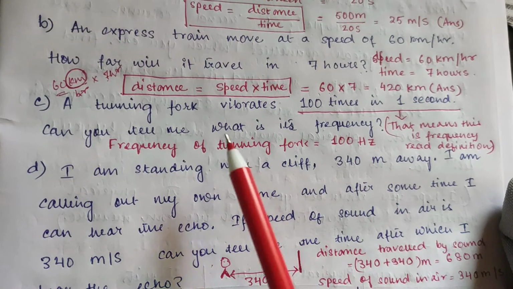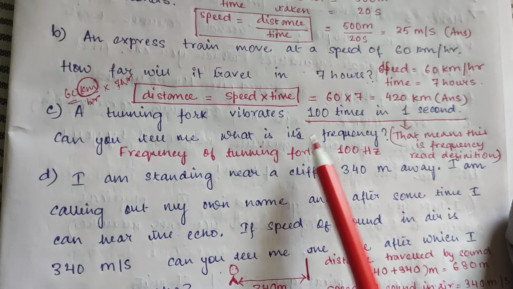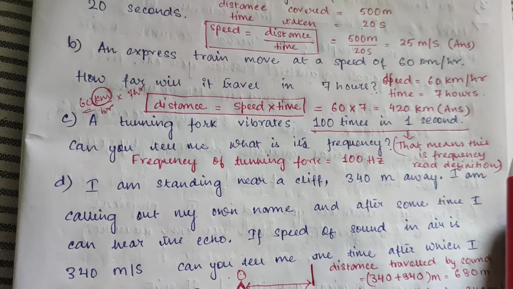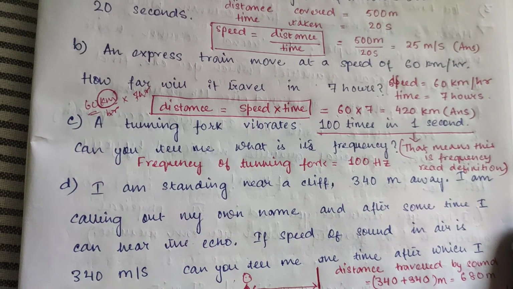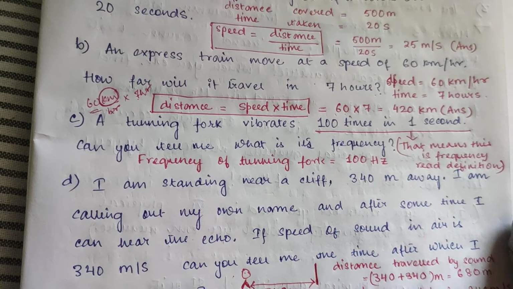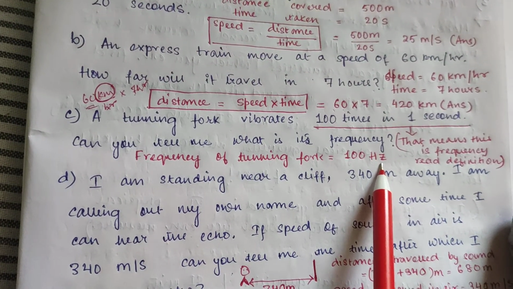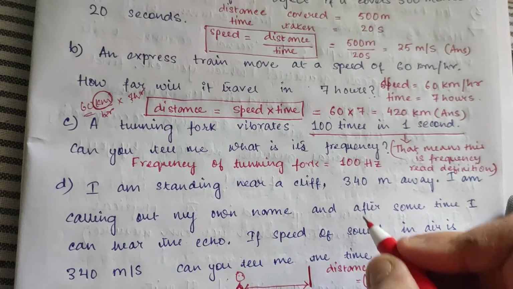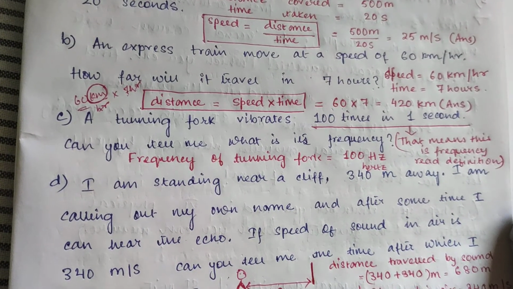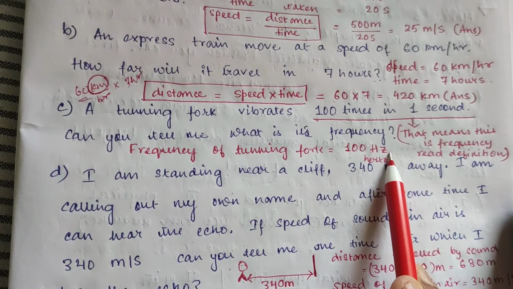Next one. A tuning fork vibrates 100 times in 1 second. Can you tell me what is its frequency? This is the frequency because what is the definition of frequency? The number of vibrations executed in 1 second. So that means 100 hertz. When we are writing frequency, what is the unit? Hertz. When you write in full form, it will be Hertz, but when you write in abbreviation, H capital, z small, right?